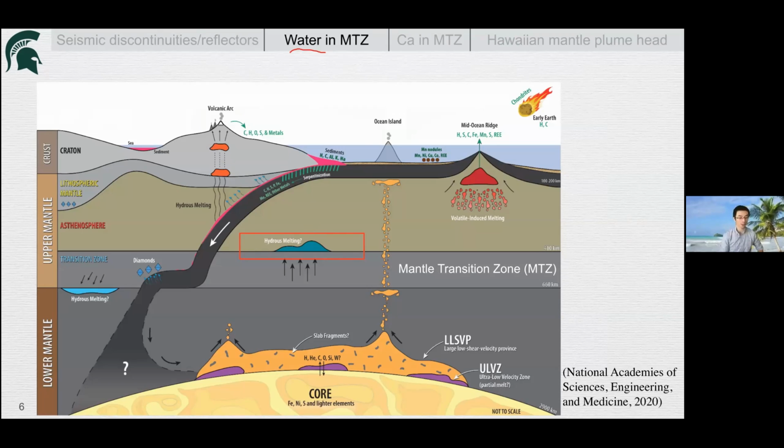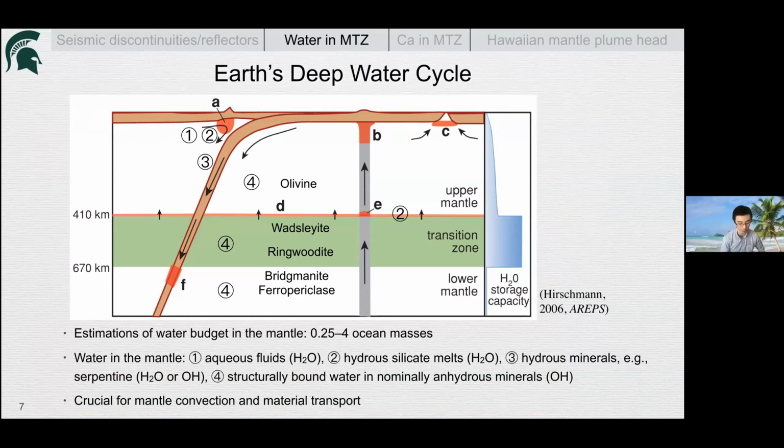This is a well-cited cartoon summarized by Marc Hirschmann more than 10 years ago, showing the Earth's deep water cycle. We know that the slab can bring some water down to even the lower mantle, and then some water will return to the mid-mantle or even the surface. What's interesting here is that we know the water storage capacity in the transition zone is huge. However, this is just providing a glass. Either it's a glass of water or it's an empty glass. That's a big question. And because of that, the estimation of the water budget in the mantle, as you see here, varies a lot. Of course, this is probably an outdated estimation, but still, we don't really know the exact water content in the mantle. So one big question here is, what is the water content in the transition zone?